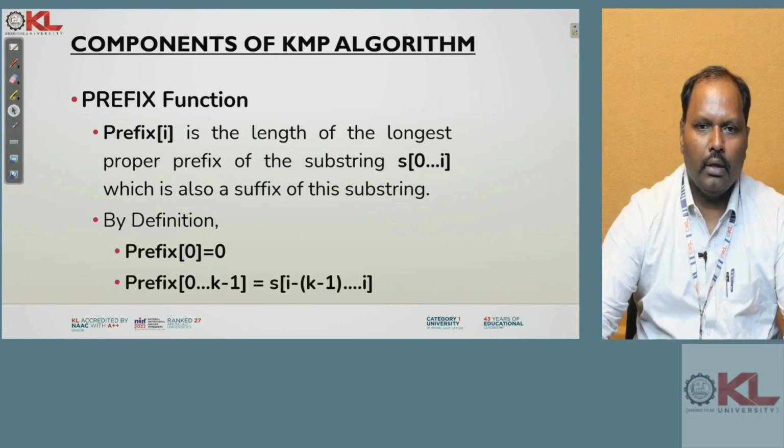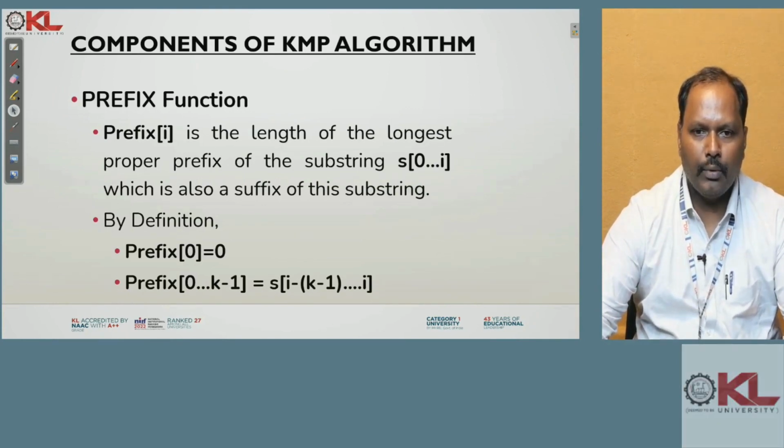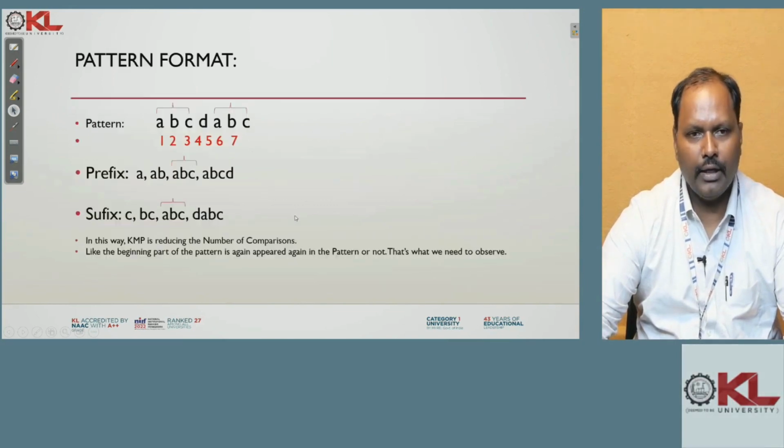That means the given text should have some numerical values, which can be represented as 1 to many, 1 to 0, like that. That is how we go through the prefix function. In the definition of the prefix function, prefix of 0, the first element of the prefix array, is 0. Then initialization starts from prefix 0 to k minus 1, and the shift is available from i minus k minus 1 up to i of the prefix function.